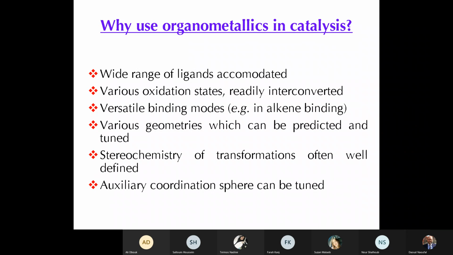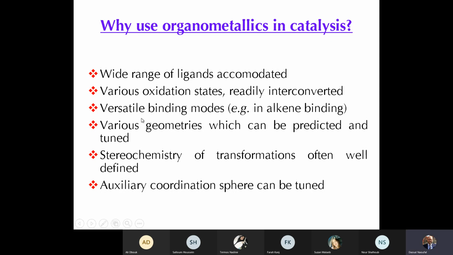Second, the transition metals have several oxidation states. For example, if you have platinum 0 that can be transformed easily to platinum 2, so the oxidative addition is easy. Due to the stability of several oxidation states, the organometallic complexes of transition metals are very important.